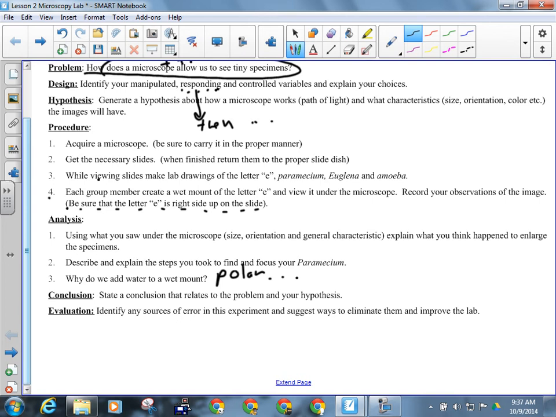See, I'm not a liar. I told you that would come back. It's coming back early, right? That polar nature of water thing. And then conclusion evaluation, same as always. Restate your hypothesis, explain why you accept or reject.